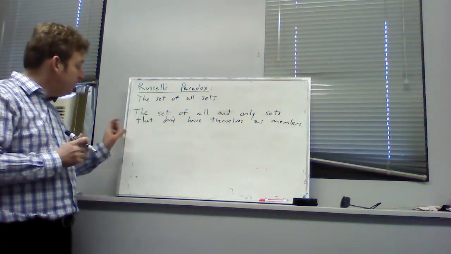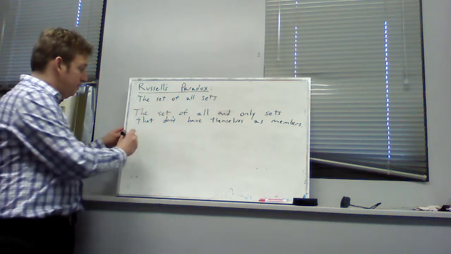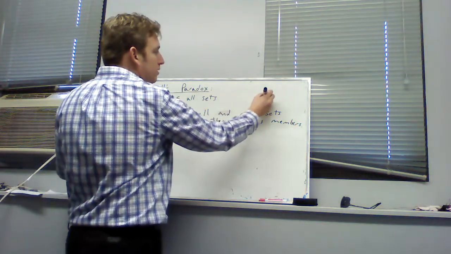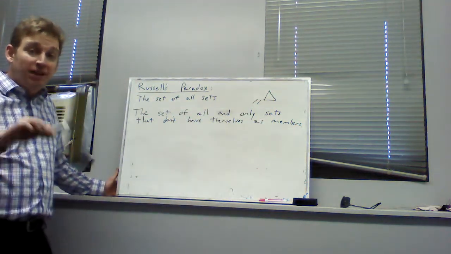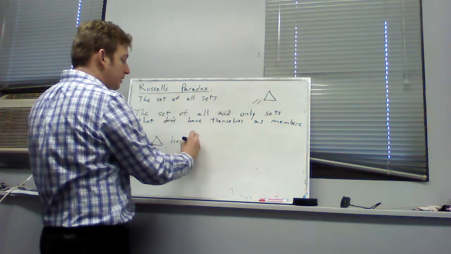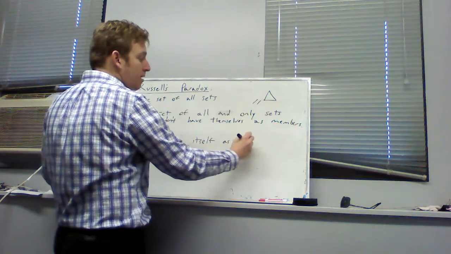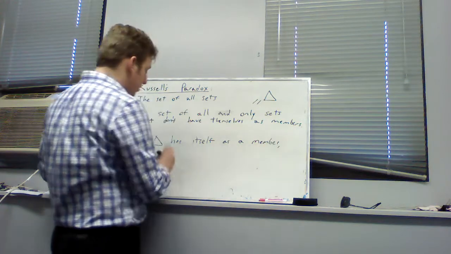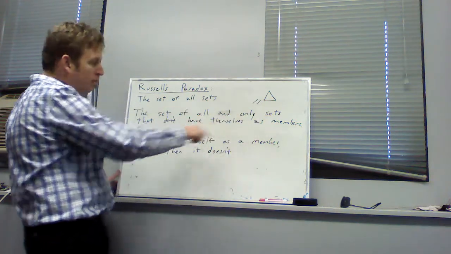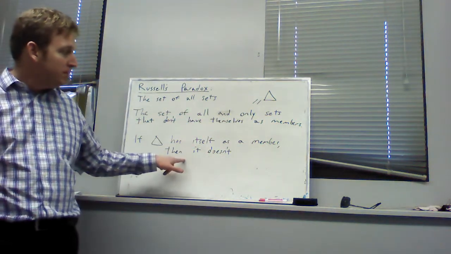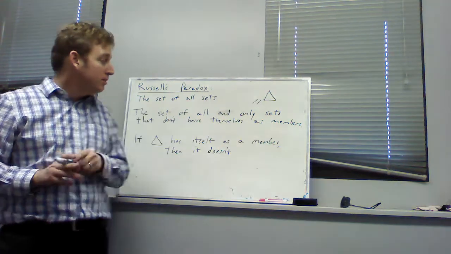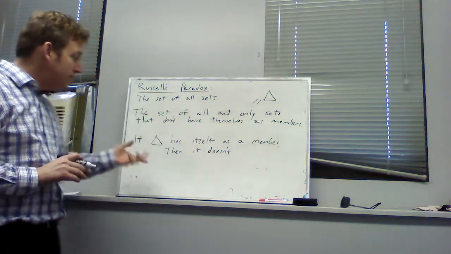Because consider it. If there was such a set, call it delta. This is delta, the set of all sets that don't have themselves as members. Question: does delta have itself as a member? Well, if delta has itself as a member, then it doesn't. Because it only has sets that don't have themselves as members. So if it has itself as a member, then it doesn't have itself as a member. Because again, it only has sets that don't have themselves as members. So if delta has itself as a member, then it doesn't.